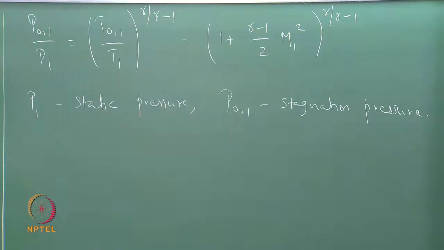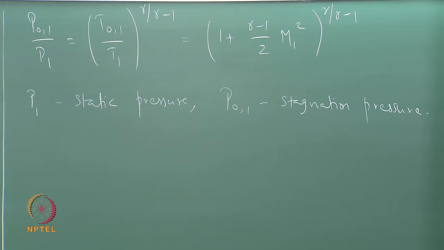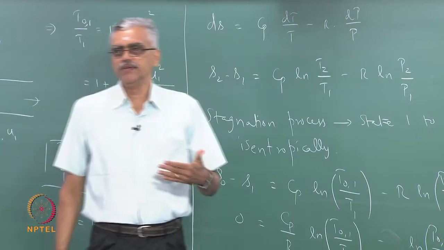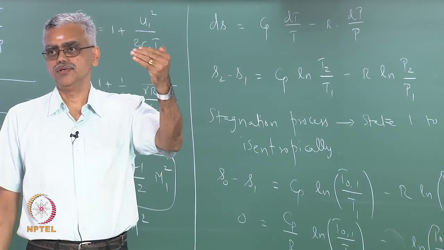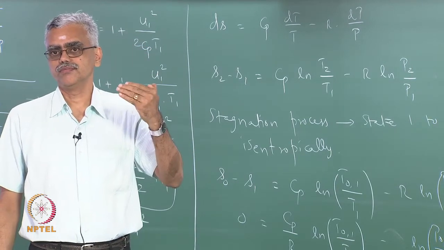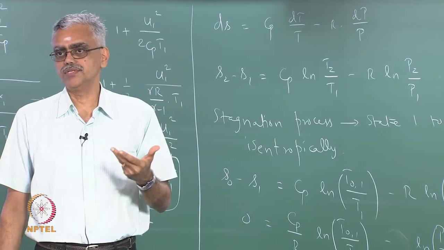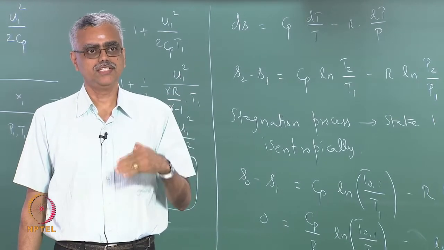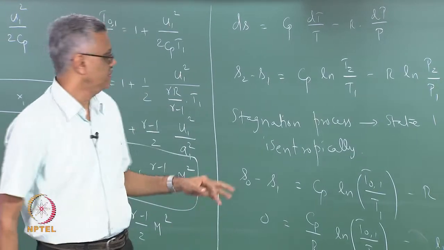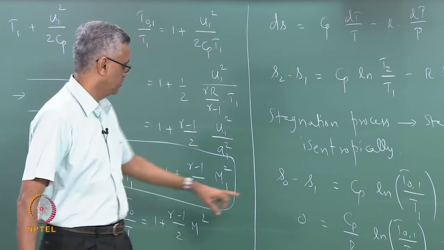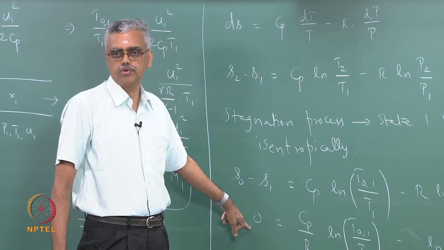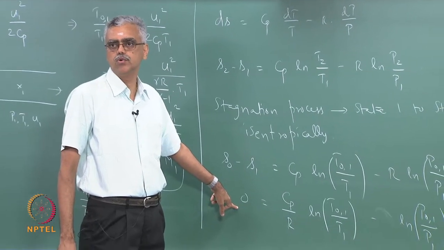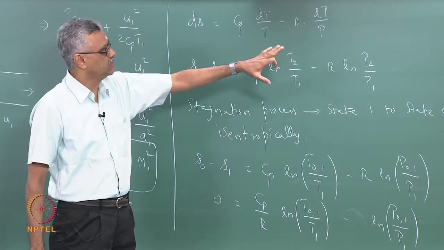It is important to realize that when we calculated the stagnation temperature, we never really made use of the fact that in going from state 1 to state 0, the process is isentropic. We never really used that information when we derived the expression for stagnation temperature. However, when we derived the expression for stagnation pressure, we are explicitly making use of the fact that it is an isentropic process when we go from state 1 to state 0, right? And that is how we arrive at this.